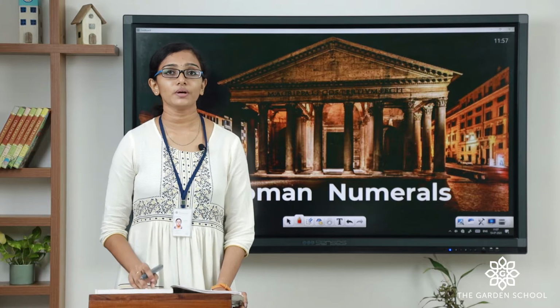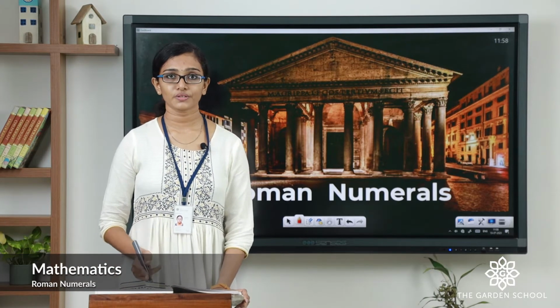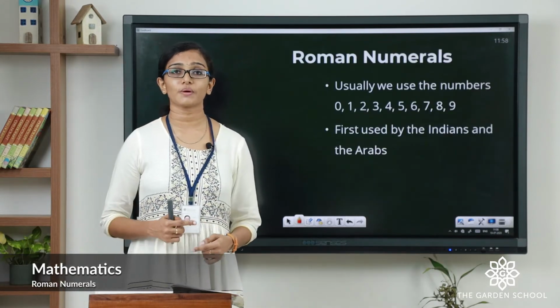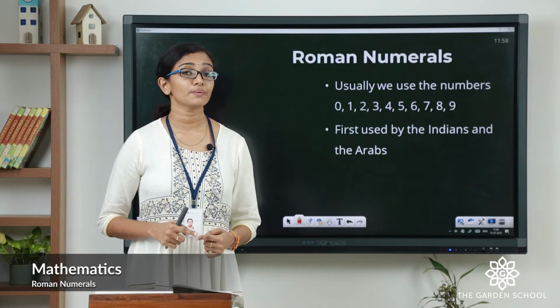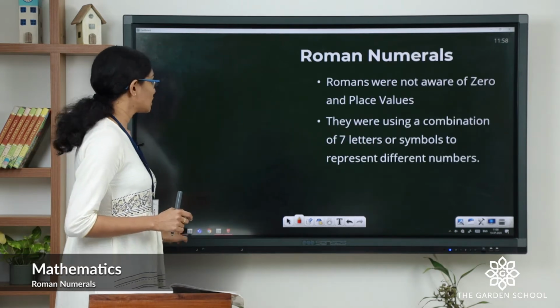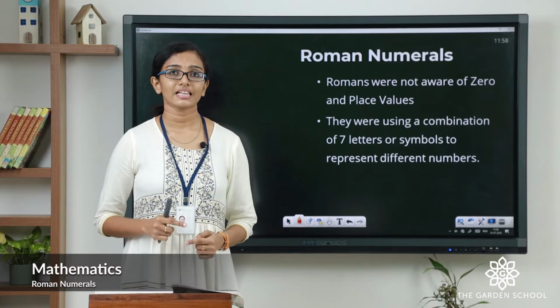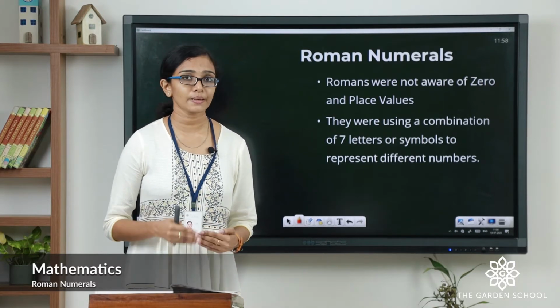So today we'll talk about Roman numerals. Usually we use the numbers from 0 to 9, right? So these numbers were first used by the Indians and the Arabs. Have you heard of the country called Rome? The people of ancient Rome. They were not aware of the concepts of 0 and place values. So instead of using numbers, they were using a combination of 7 letters or symbols.